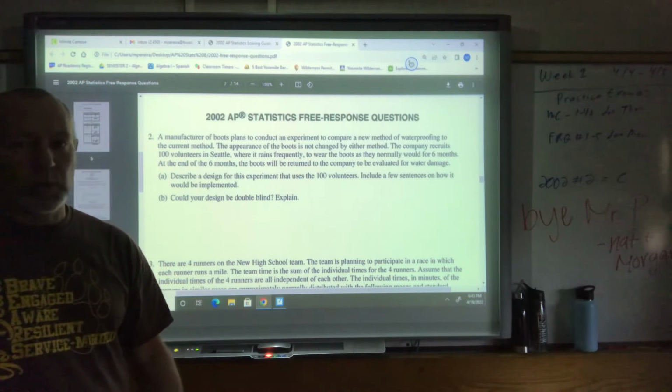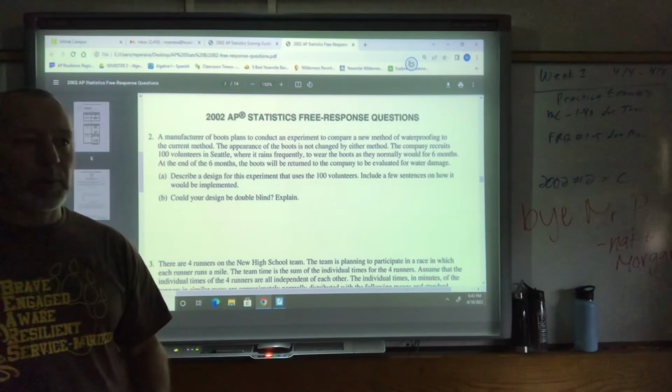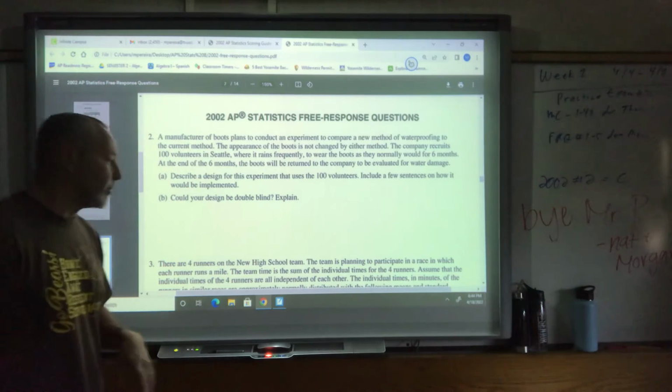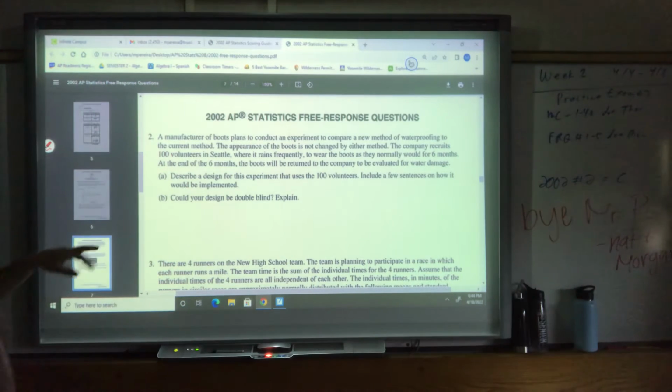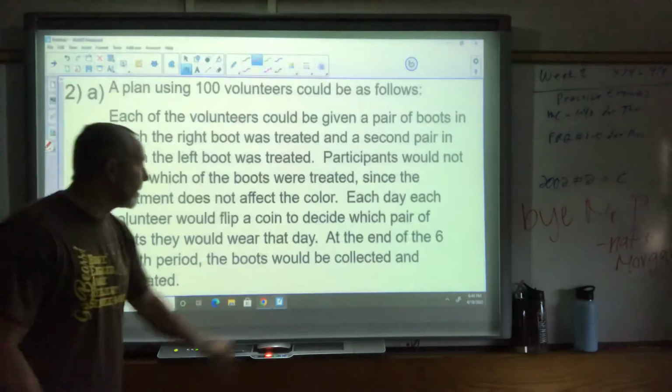The people wouldn't know which ones they're wearing, okay, and by wearing a right and left, each boot would have the exact same wear as the other boot, the treated or the non-treatment, okay? So that is my plan. Involves a lot of good things there. Let's see what I wrote here.